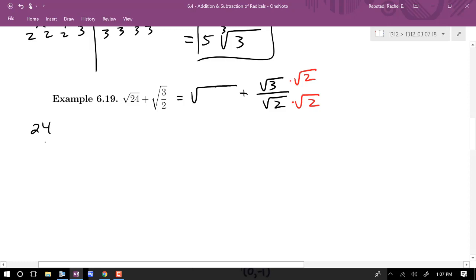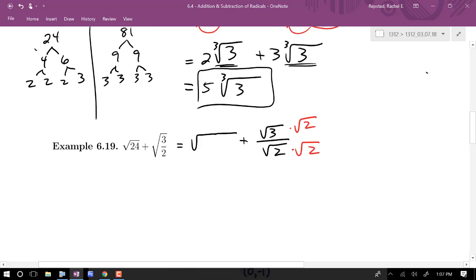So 24 is, oh, we already factored that. It's up here. I still have the factor tree. So the square root of 24, I can take out the pair of 2's, and I'm left with 6 inside. So we got 2 root 6.